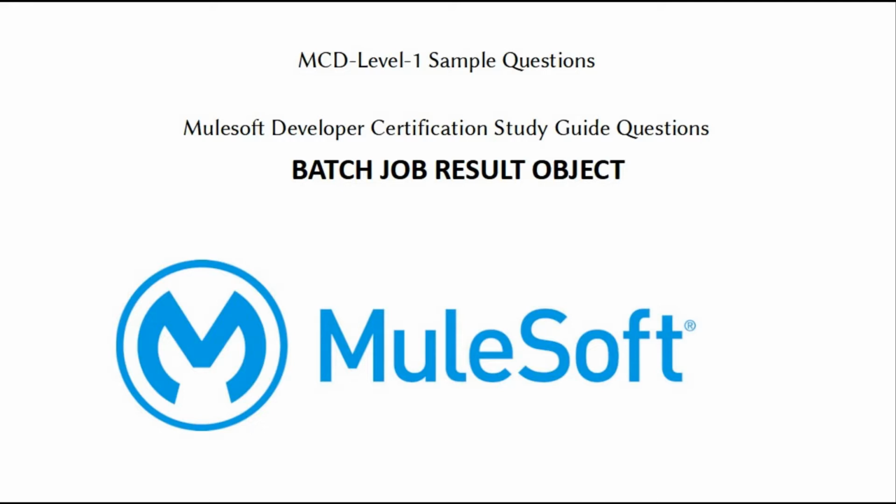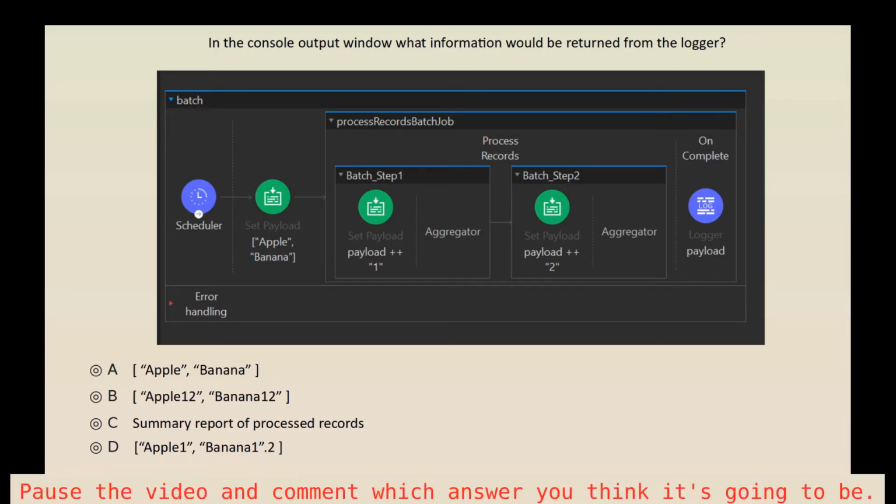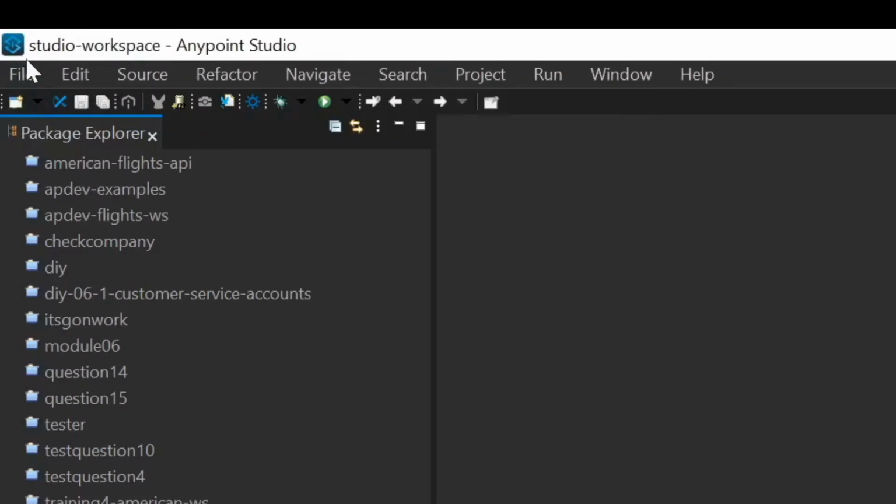Let's get started. Study the following diagram. There's an array of strings being fed into the flow's batch job. Note that there's no aggregation or filtering in the steps. In the console output window, what information would be returned from the logger? Let's find out the answer.